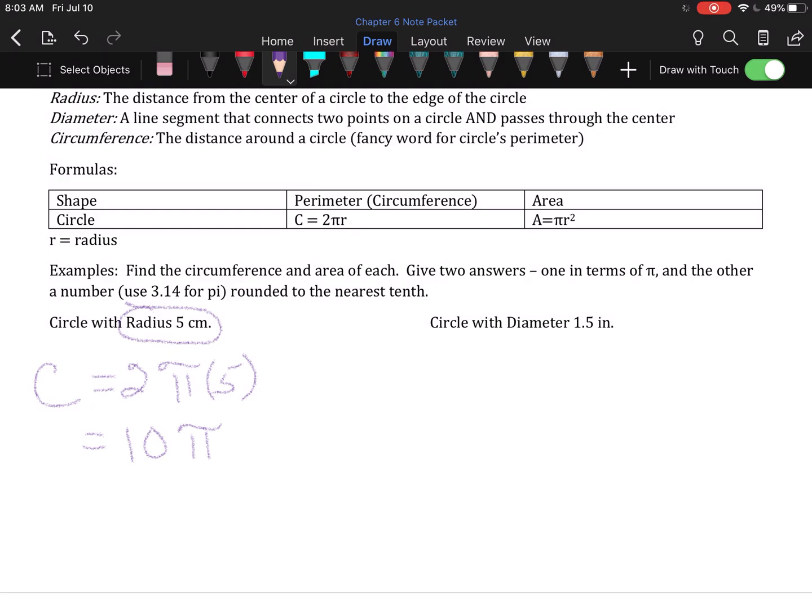It still has the pi symbol. So this is one of our answers. It's 10 pi centimeters. We have to give it a second way as well. We have to give it as a decimal. So we have to do 10 times 3.14. You must use 3.14 for pi. If you use the pi button on a calculator, our answers may round differently, and yours will be wrong. 10 times 3.14 is 31.4.